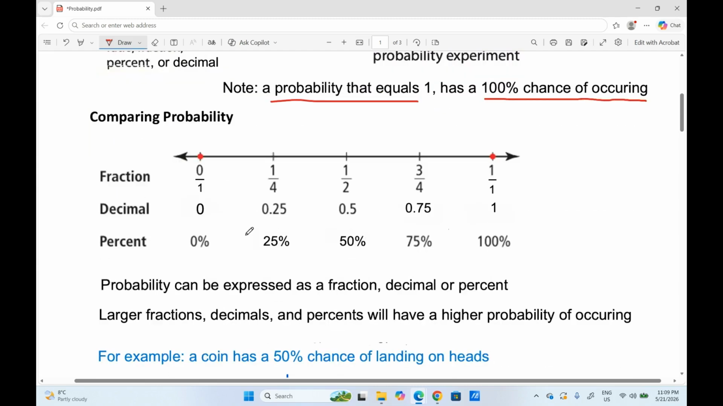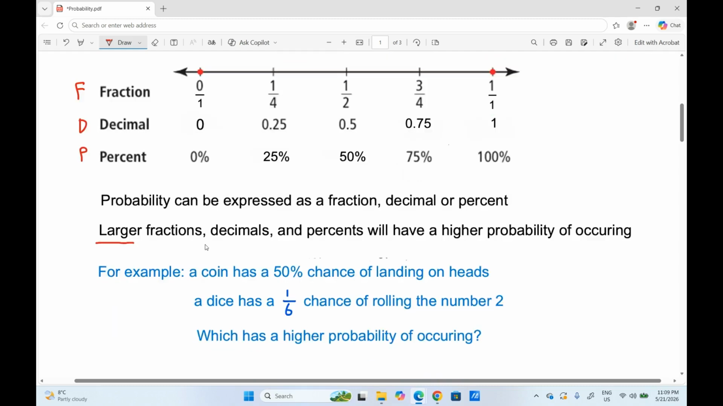Now, comparing probability. Probability can be compared with fractions, decimals, and percents, or a ratio. In this case, we're just going to focus on fractions, decimals, and percents. As your fractions, decimals, and percents get closer to 1, or 100% in the case of percents, you are having a higher chance of occurring. So larger fractions, decimals, and percents will have a higher probability or chance of occurring. So let's go over an example.